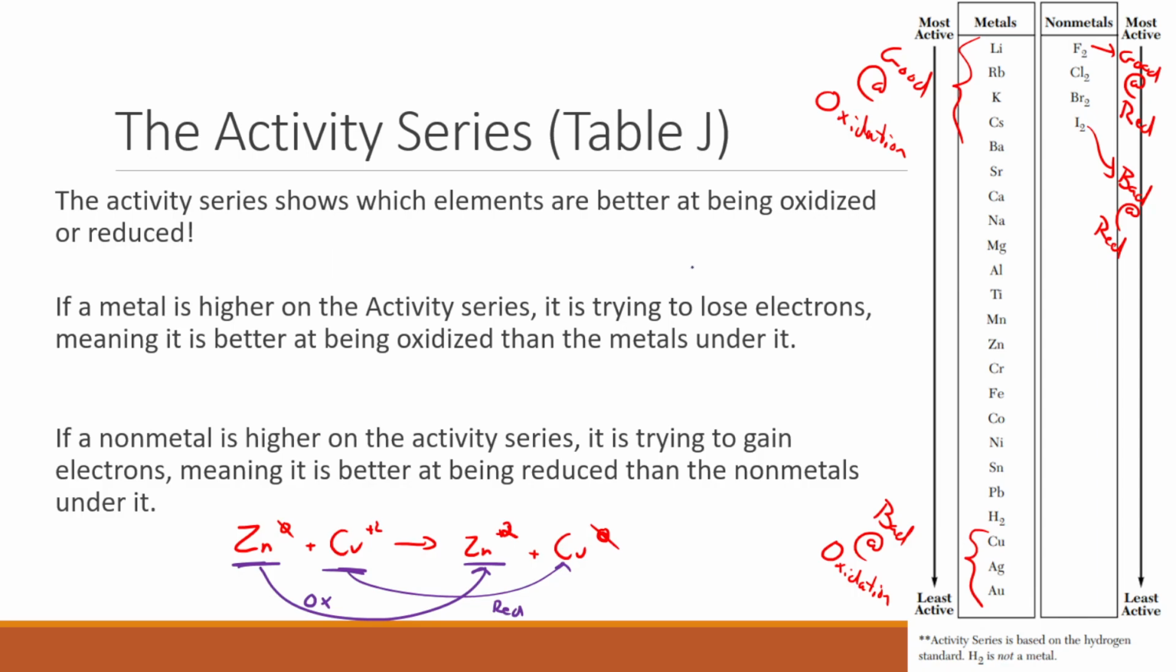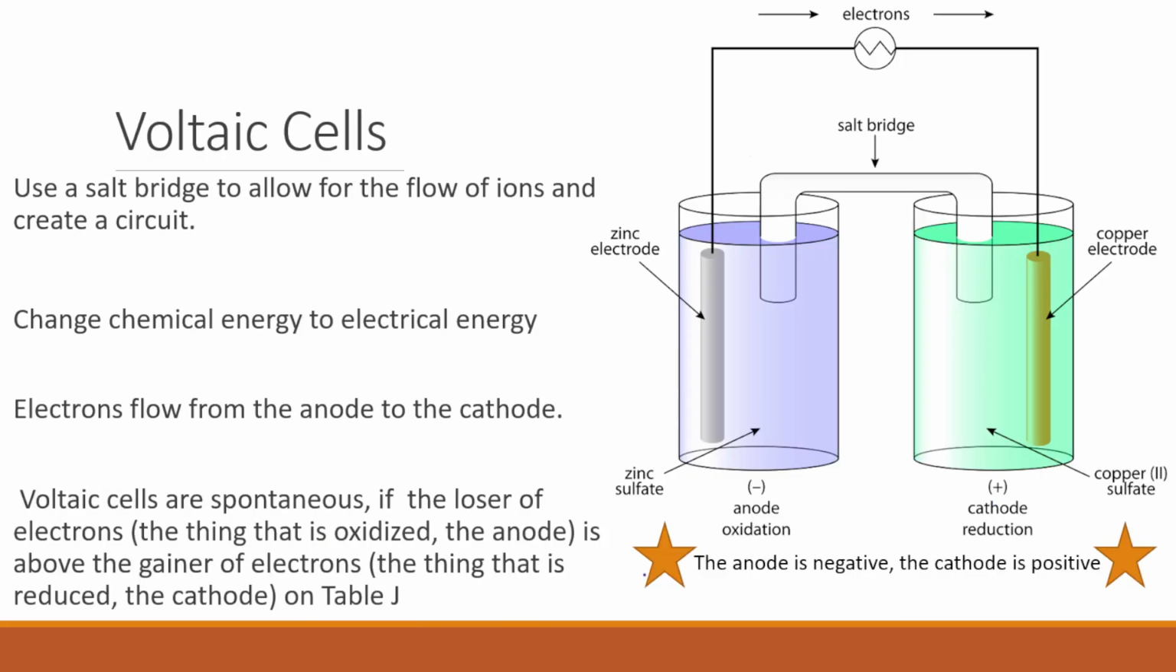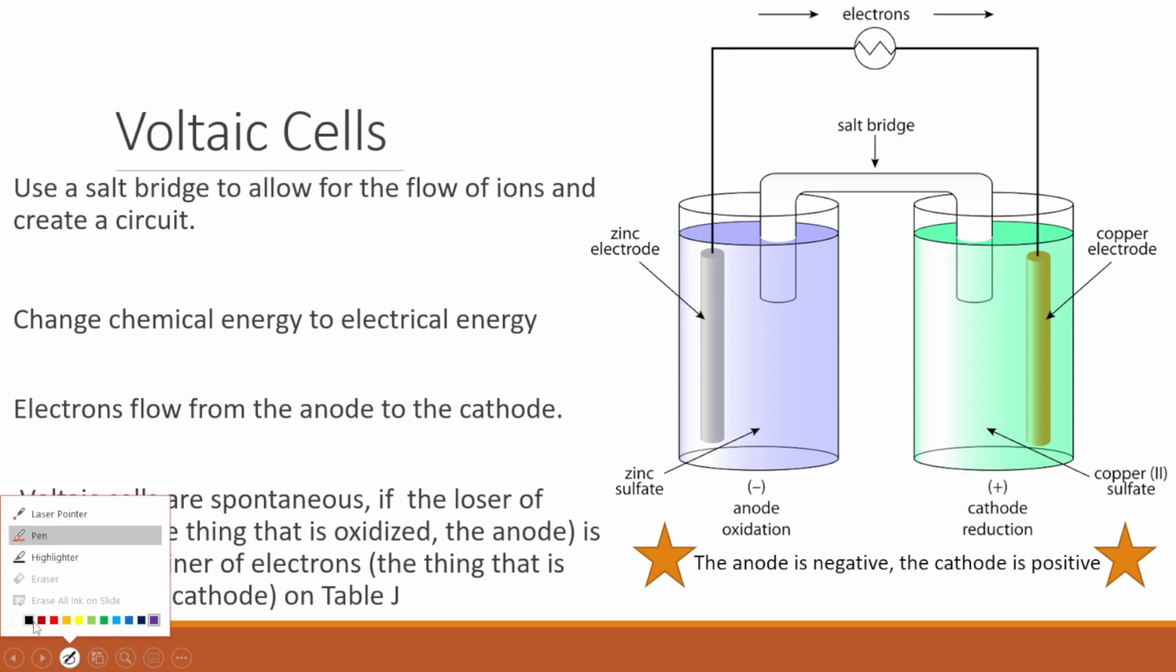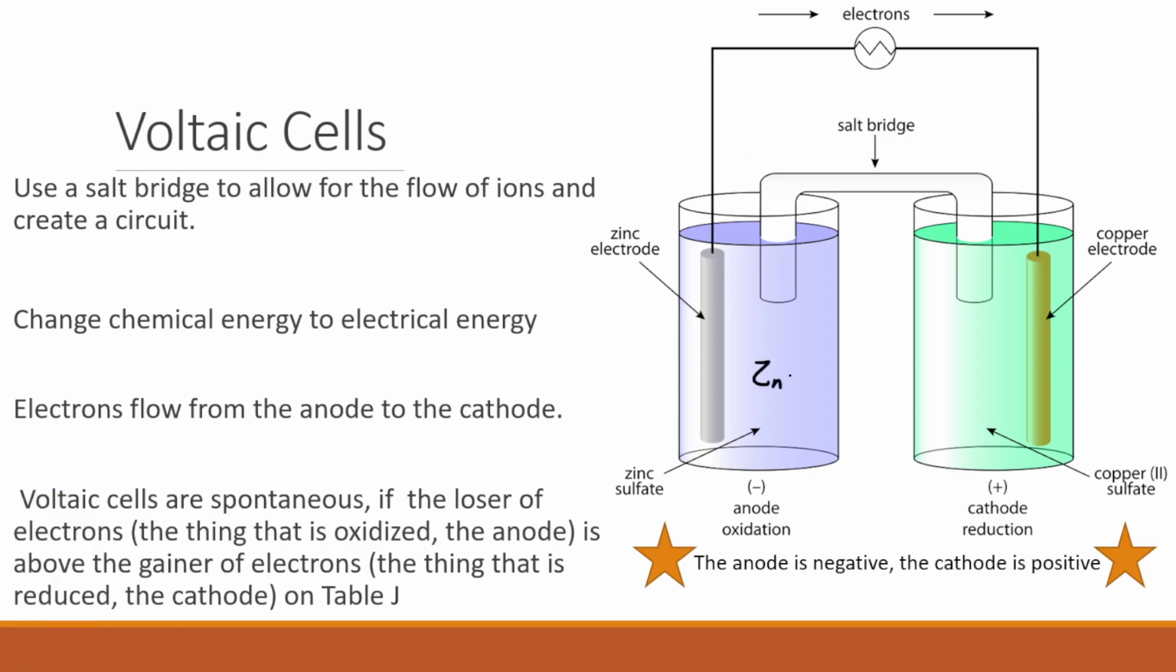Now, how do we take a redox reaction like this one and turn it into something that produces electricity for us? How do we turn this into a battery? And that's where we're going to get a new type of diagram. Here, we have the diagram for a voltaic cell. We're still looking at the same combination, the zinc and the copper. Right here, we're going to put the zinc ion. Here's my zinc metal, my copper metal, my copper ion.